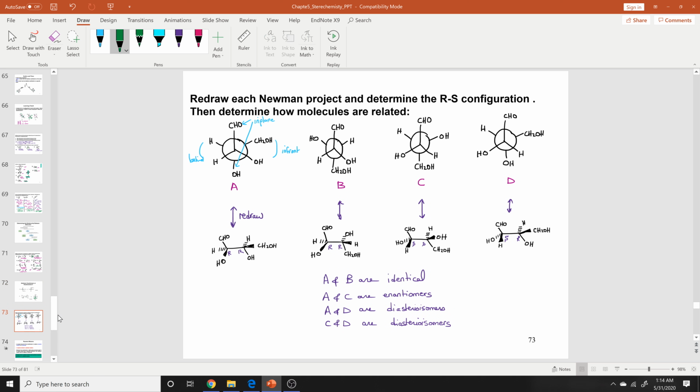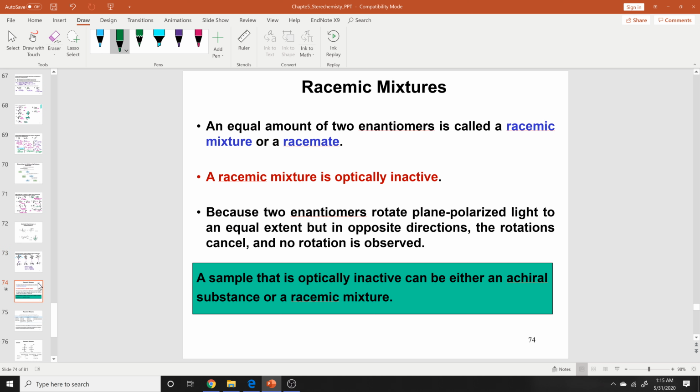Redraw each Newman projection, determine the RS configurations, then determine if the molecules are related or not. Remember, when we switched the Newman projection to a staggered conformation, we said that the groups on the side, these are in front, these groups are behind, and whatever is on the vertical line, these are in plane. So all you need to do is redraw that and figure out the configuration, and then from the configuration you can figure out if the molecules are identical, enantiomers or diastereoisomers.